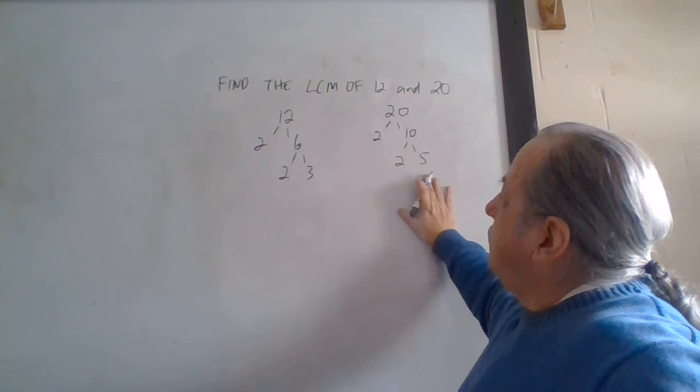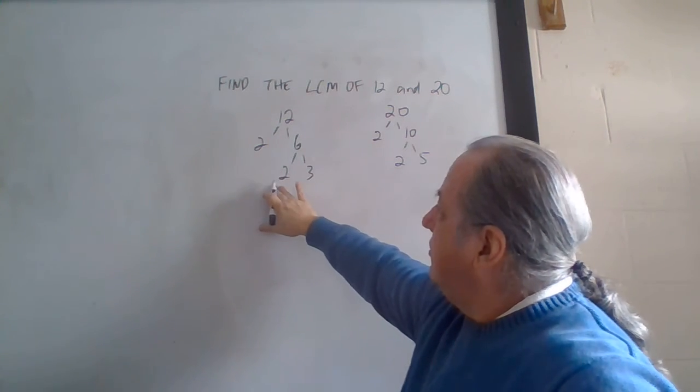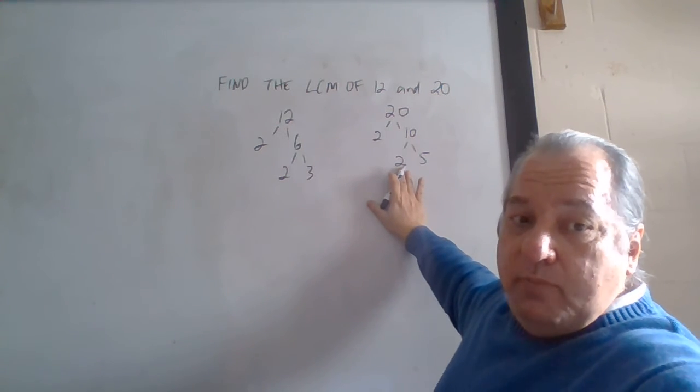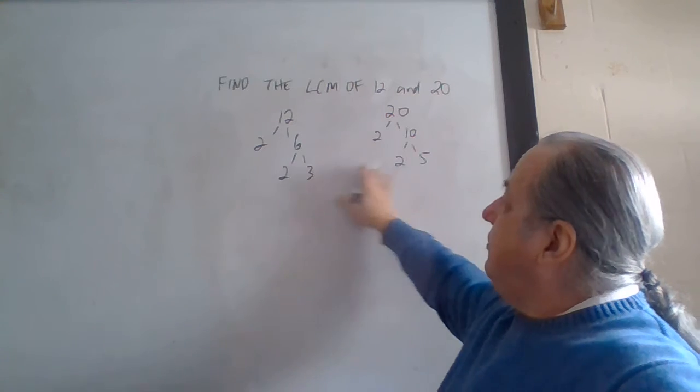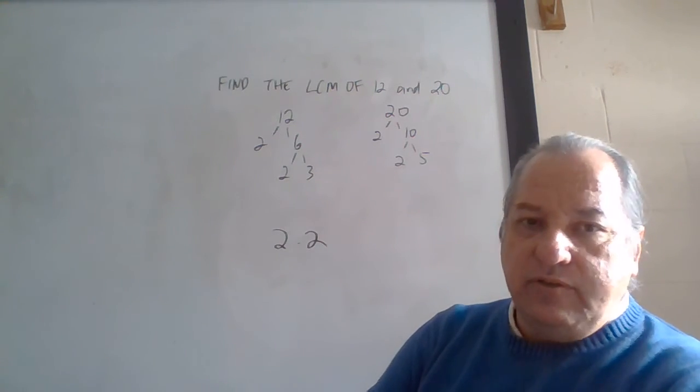So here's the factor tree for 12. Here's the factor tree for 20. Let's start with the 2's. There are 2 2's here. There are 2 2's here. It's a tie. What's the biggest number of 2's in either tree? Well, they both have 2, so I'm going to use 2 2's as part of my answer.